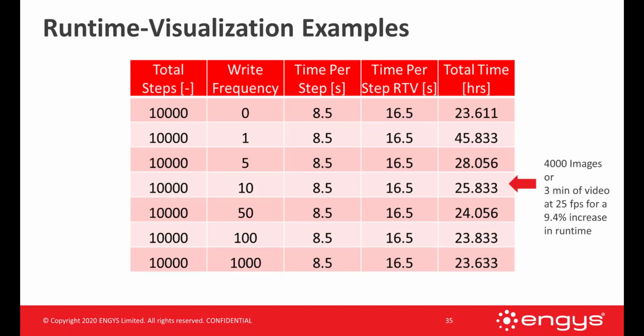So if we're looking at something like writing every 10 time steps, that's 4,000 images. And if you take those 4,000 images, it's actually about 3 minutes of video at 25 frames per second. So really, this is even overkill. We could go even further and get a lot of valuable information and really not pay a lot in terms of computational cost.